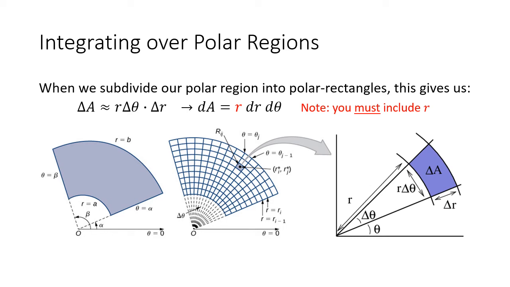We'll talk a little more in depth about why that is and what we're doing here. It turns out this is actually very much related to u-substitution in some later sections. For now, it's sufficient to just make sure you memorize that dA is equal to r dr d theta.